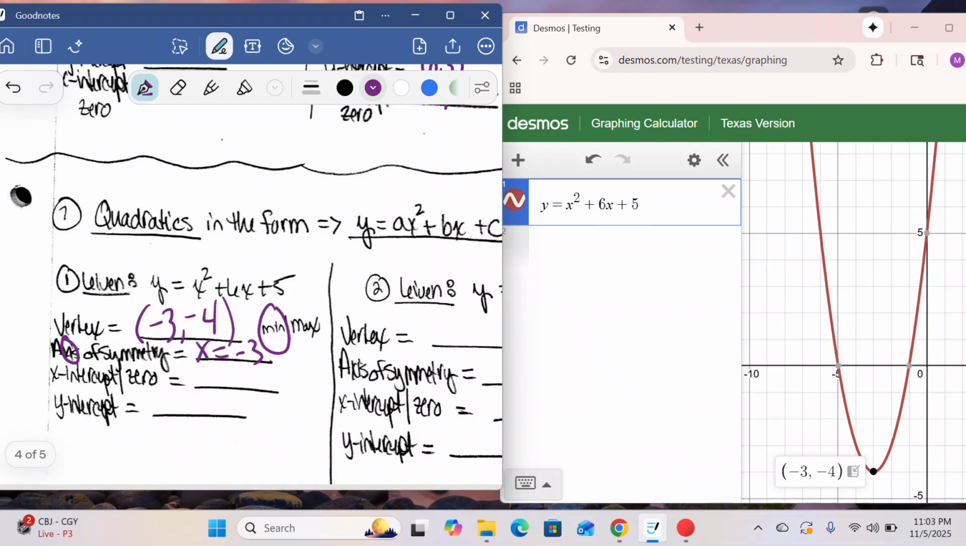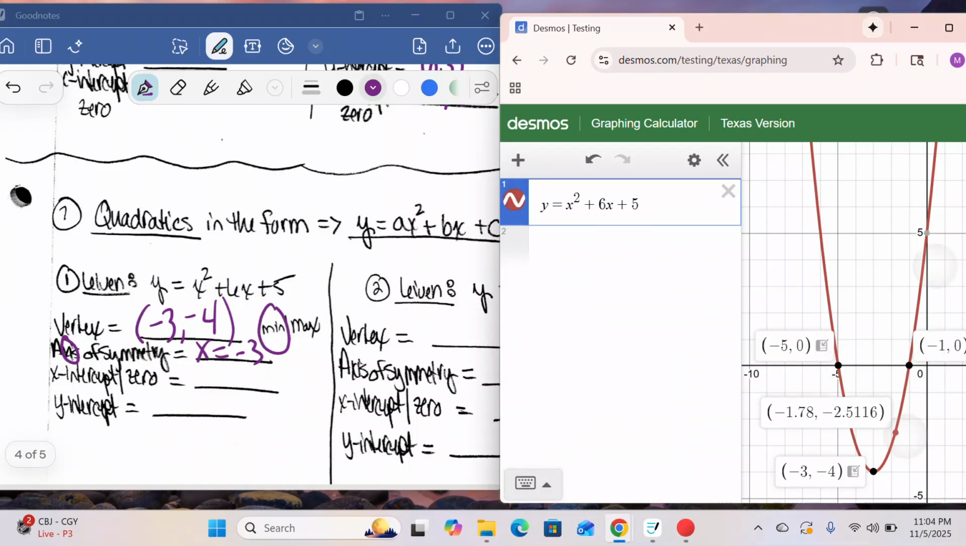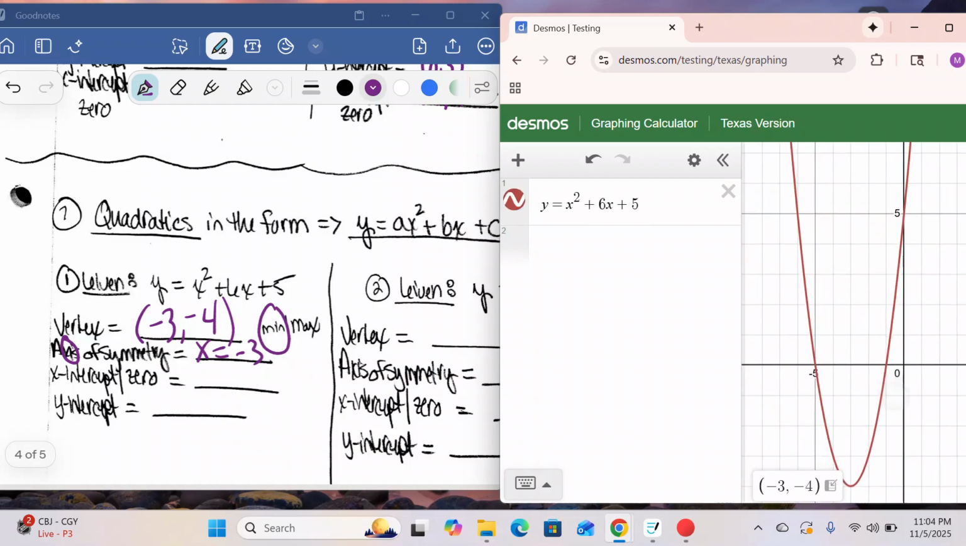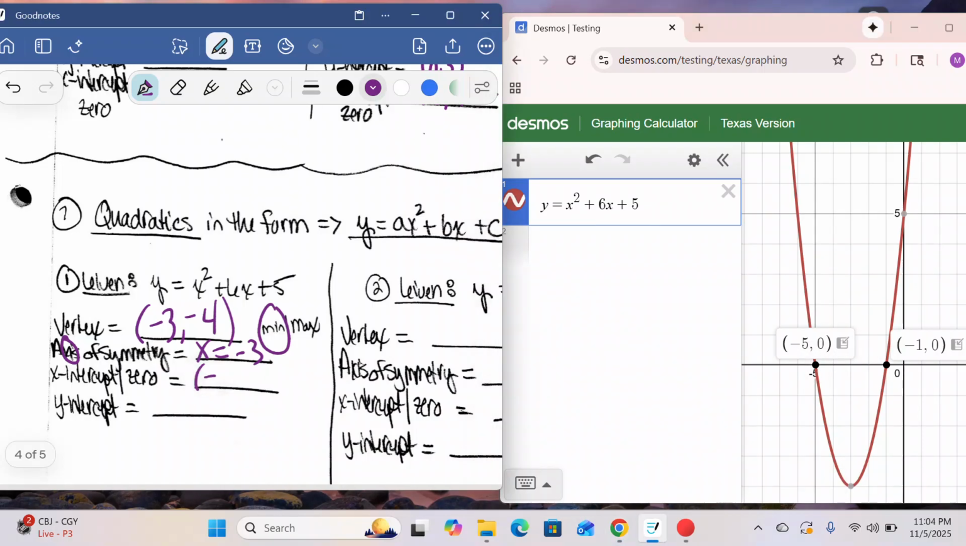Then I find my x-intercepts, my zeros. This one has two x-intercepts. It's got one right here, and it's got one right here. Everybody see the two x-intercepts? It's got a lot of points, but I want to find only my x-intercepts where it crosses my x-axis. One right there, one right there. So my x-intercepts are -1, comma 0, and -5, comma 0. Or I can say my x-intercepts or my zeros are -5 and -1. It means practically the same thing.